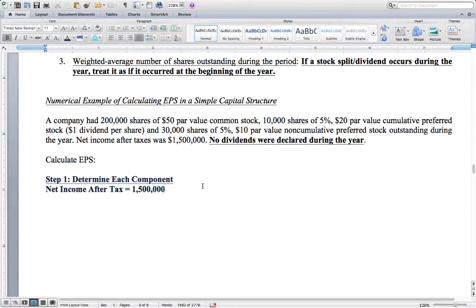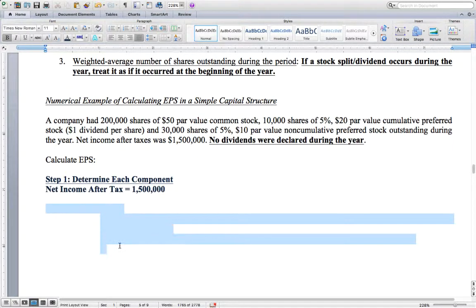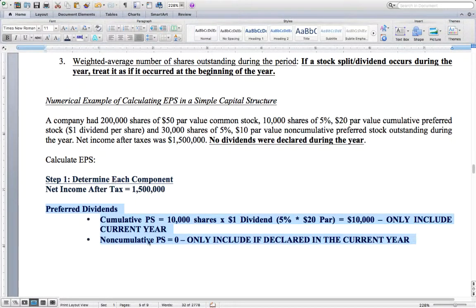So, our first step, we need to determine each of the components. As I noted earlier, often you'll be given this net income number, so that is an easy number to calculate. We know that net income is $1.5 million. Next, let's figure out the preferred dividends impact in the formula.